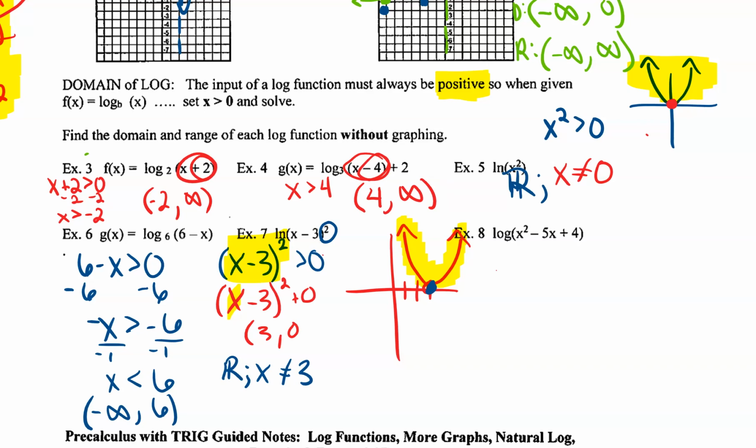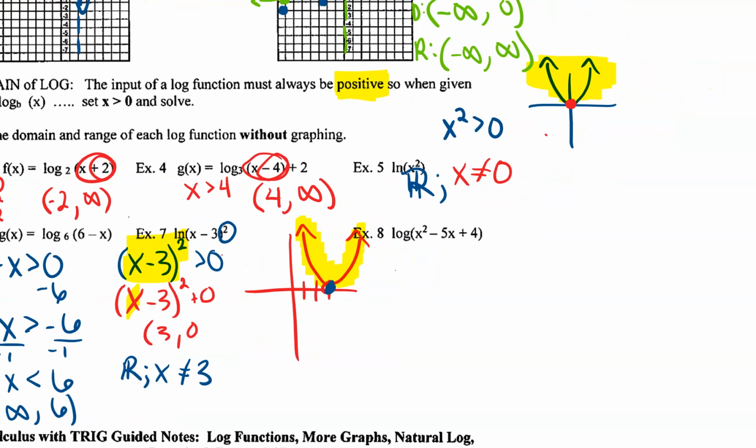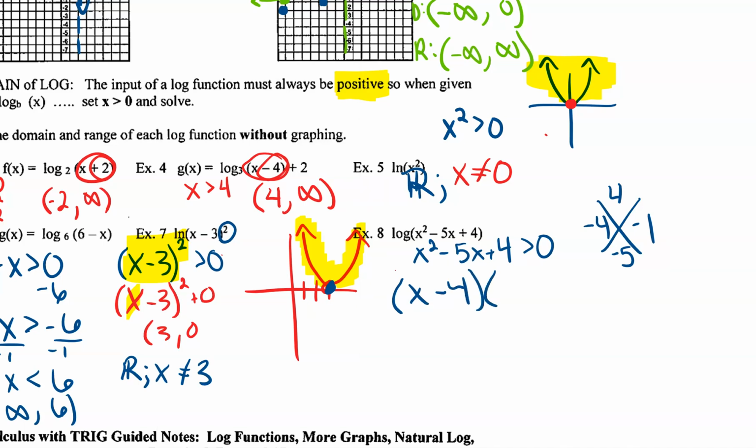All right, and then the last one, best for last. Same thing. I'm going to set x squared minus 5x plus 4 needs to be greater than 0 because I can't have any 0 or negative logs. I need to factor this in order to solve. What multiplies to 4 but adds to negative 5 is -4 and -1. So this factors to x minus 4 and x minus 1.